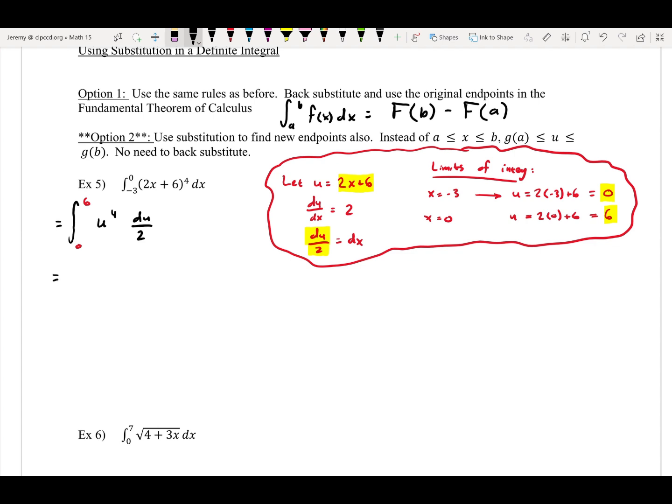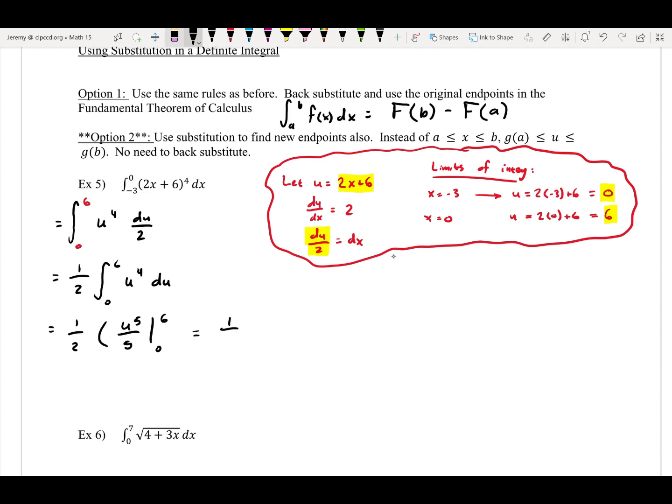Here's the really nice thing about transforming the limits of integration. I can go about integrating this. I'll pull out the 1/2, and I'm going to do an antiderivative and all the stuff that we normally do. At the end of the problem, when I finish doing this, I am not going to have to go back in terms of x. Since I transformed my limits of integration, I can just carry out the process as I normally would. So I got an antiderivative of u to the 5th over 5. My limits of integration are 6 and 0.